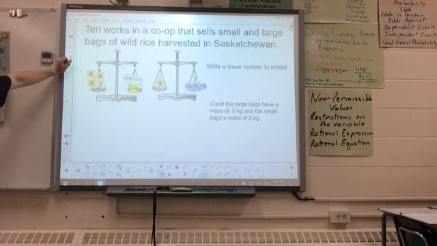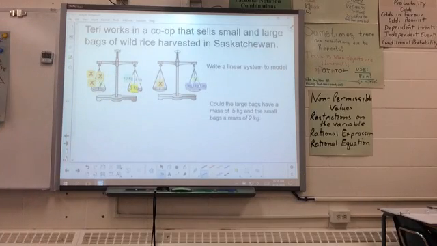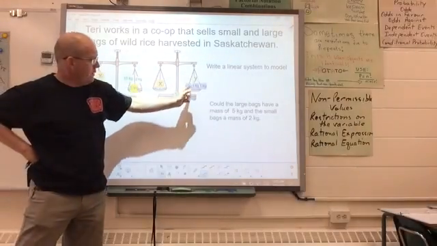Terry works at a co-op that sells small and large bags of wild rice harvested in Saskatchewan. 3 large bags and 1 small bag weigh 10, 5, and 2. Now, the numbers are a little small. I apologize, but most of you wearing glasses should be able to read the board. X, X, X, Y, 10, 5, 2. And X, Y, 1, 1, 1.